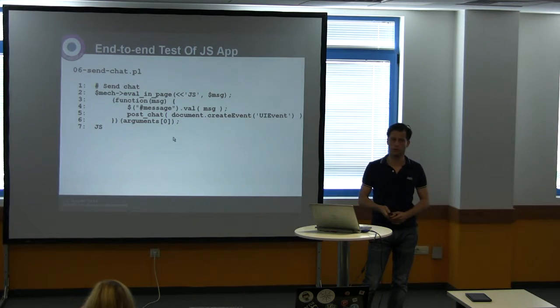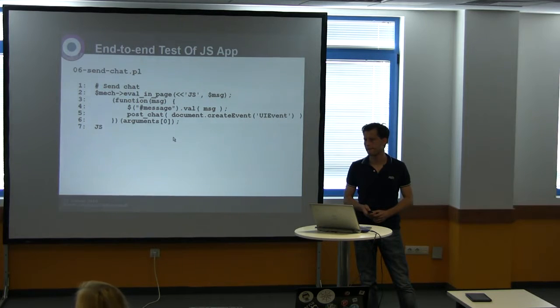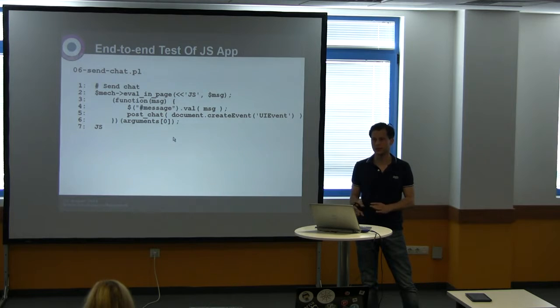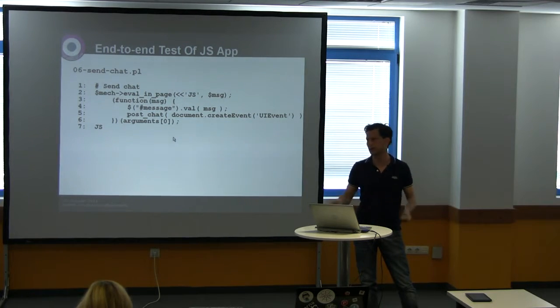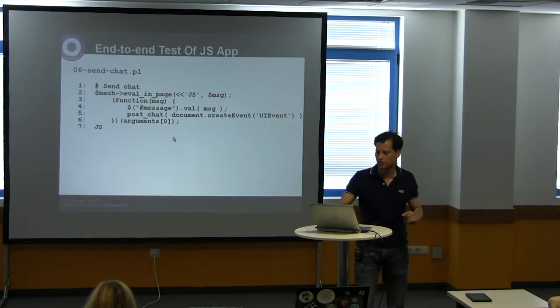The question is, correct me if I'm wrong: can we access the DOM of the rendered page after the JavaScript has run? Yes, the normal Mechanize content method returns you the content as rendered after the JavaScript has run and modified everything. I can demo that, I think.